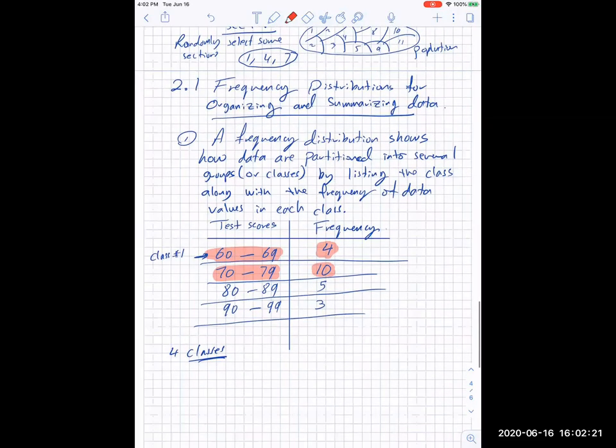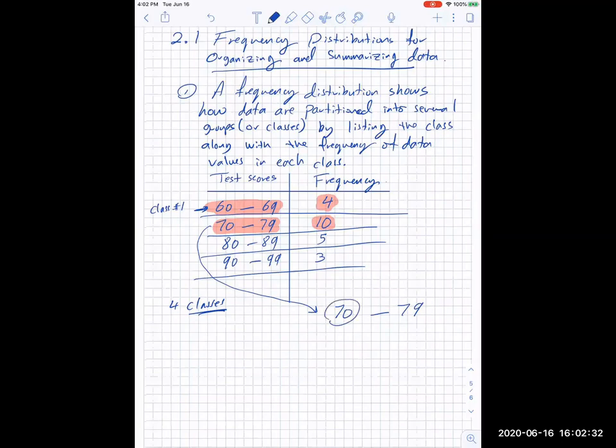Now, if you take one class, let's say the 70 to 79, the first number that you have here is called the lower class limit. The beginning of each class is called the lower class limit.